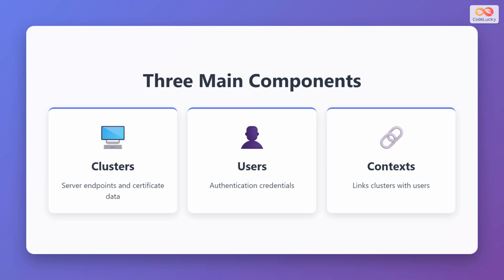The kubeconfig file is organized into three main components. First, we have clusters, which define the server endpoints and certificate data for each Kubernetes cluster. Second, we have users, which store authentication credentials for different identities. And third, we have contexts, which act as the glue that links clusters with users. These three components work together to provide a flexible way to manage multiple cluster connections and switch between them easily.